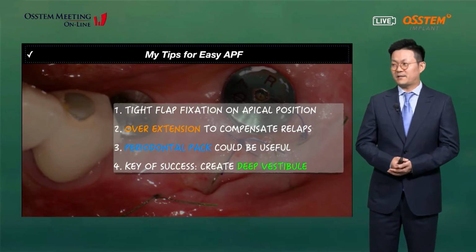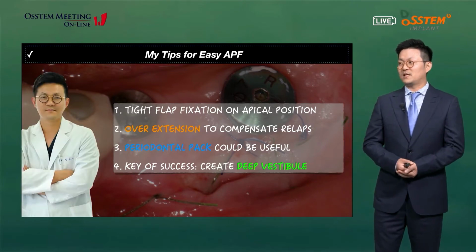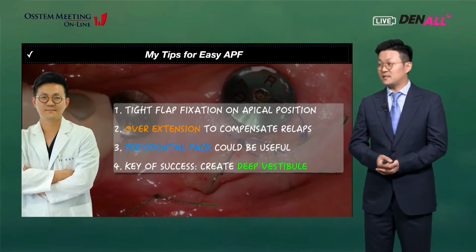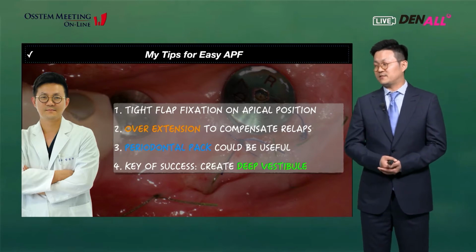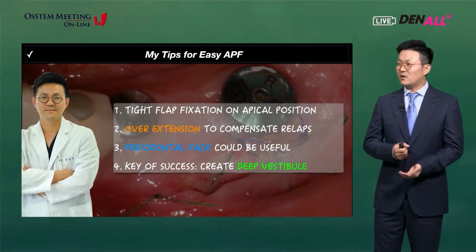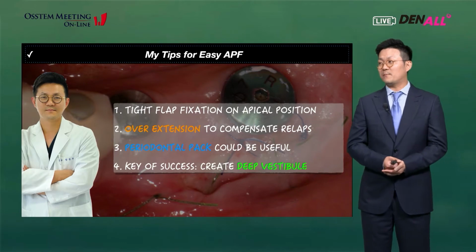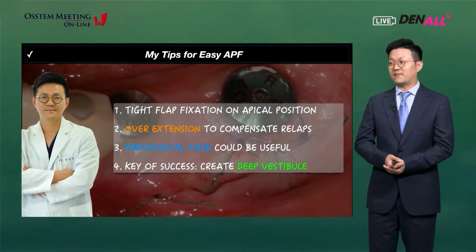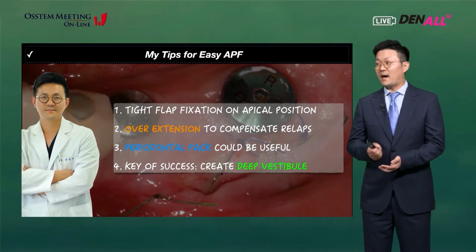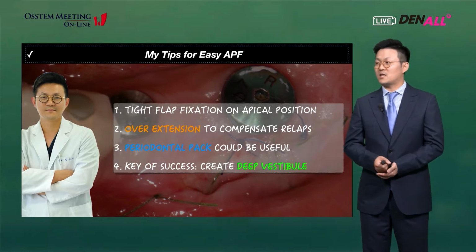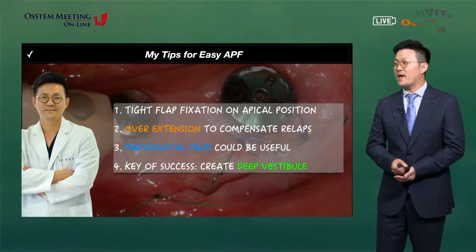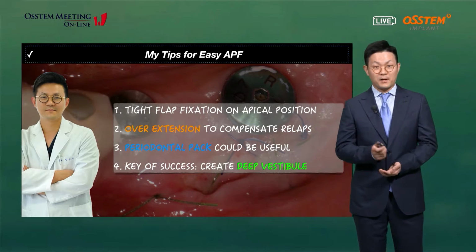So my tips for easy APF are: the first thing is tight, flat fixation at the apical position, and the second thing is overextension to compensate for relapse. The third thing is that a periodontal pack could be useful, and the key to success is creating a deep buccal vestibule.